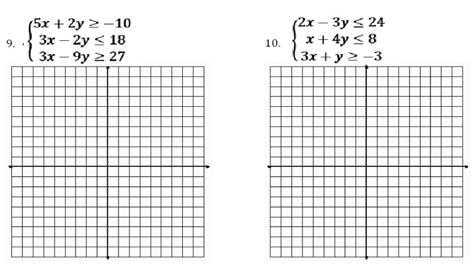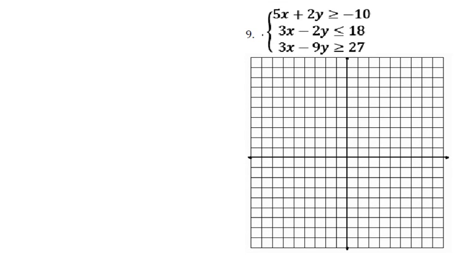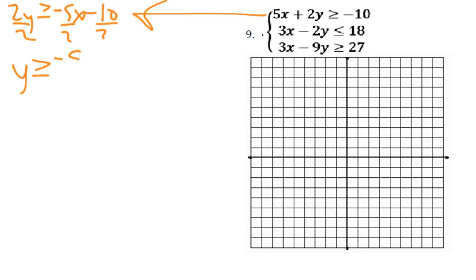Okay, now does it matter if we have more than one inequality? Nope, we treat it the same way. So we just have to graph all three of them. So let's clear some space. So, first one, we subtract by 5x, so 2y is greater than or equal to -5x minus 10. Divide by 2, we get y is greater than or equal to -5/2 x minus 5.